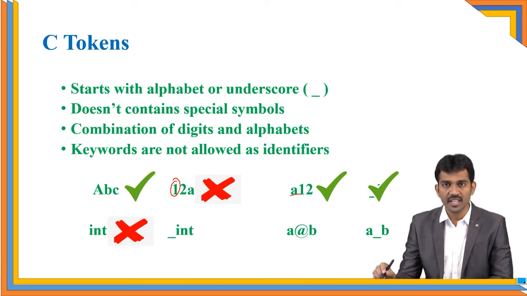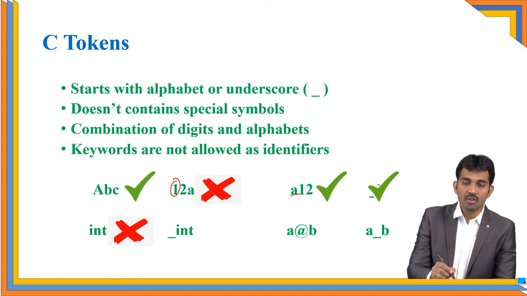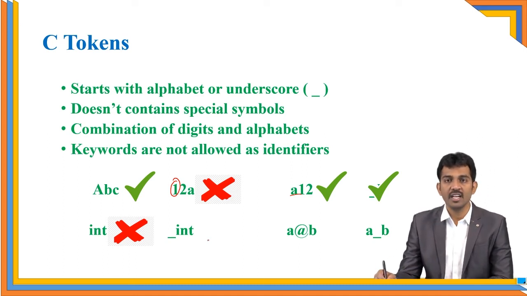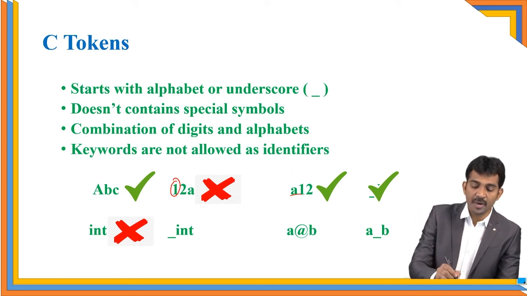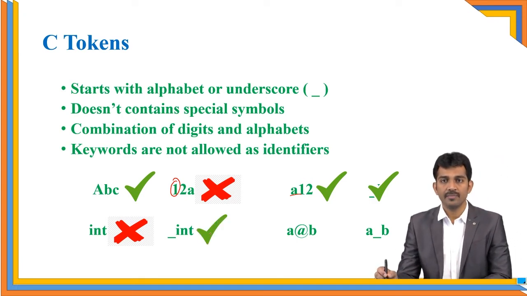Coming to underscore int. See, as per the norms, it follows everything, right? It is a valid identifier. Even int is a combination with underscore, right? Yes, it is a valid identifier.